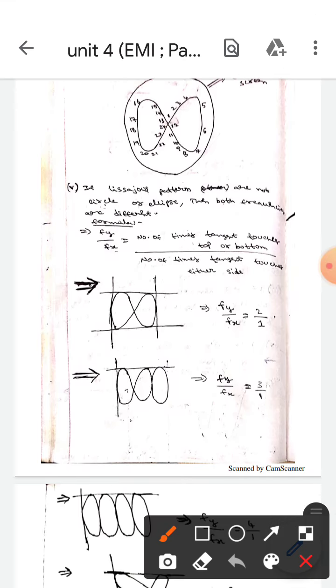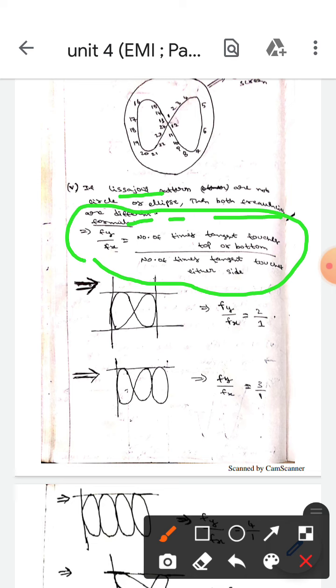As I told you, if the Lissajous patterns are not circle or ellipse, then both frequencies are different. In that case we use this formula. This formula is Fy by Fx equals the number of times the tangent touches the top or bottom divided by the number of times the tangent touches either side.